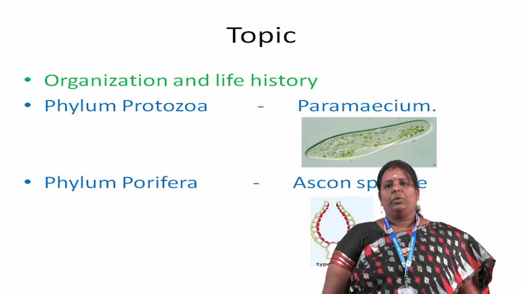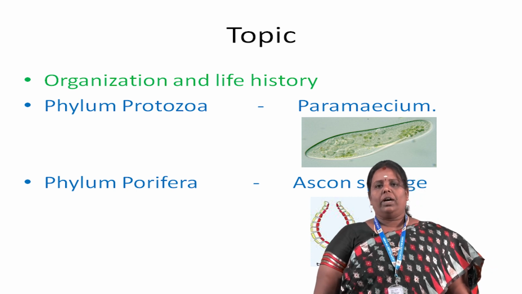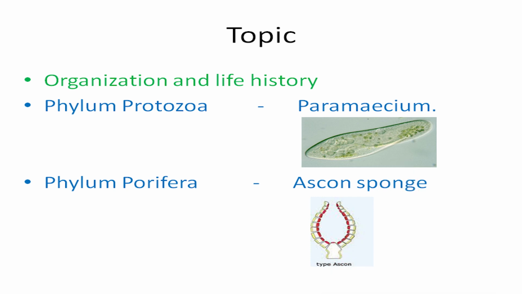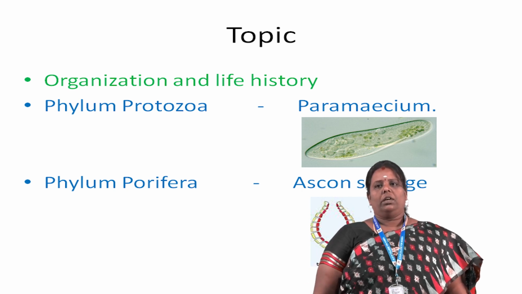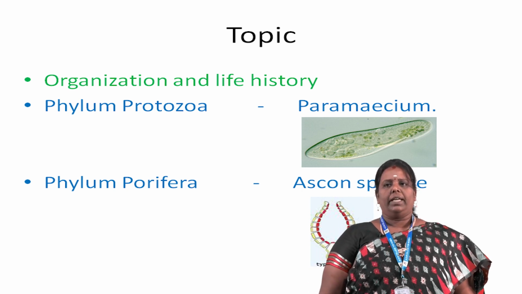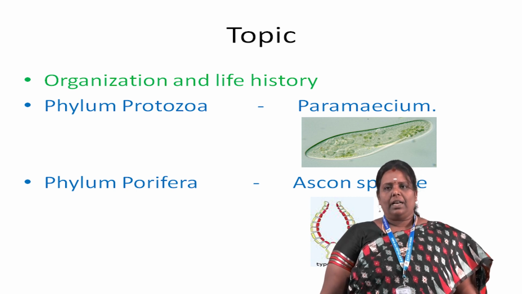First we have to know about the phylum Protozoa. Why do we study it? Phylum Protozoa are single celled animals, and there are many examples, such as Amoeba. What is the peculiar character of Amoeba? It changes its shape often. The protozoan example covered in your syllabus is only one, Paramecium.